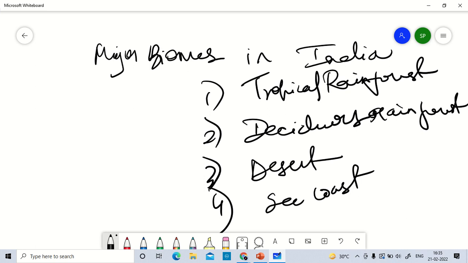Major abiotic factors. What are the major abiotic factors? We have four: temperature, water, light, and soil. These are the four major abiotic factors. First, let's come to temperature. Temperature is the most important ecologically relevant environmental factor.